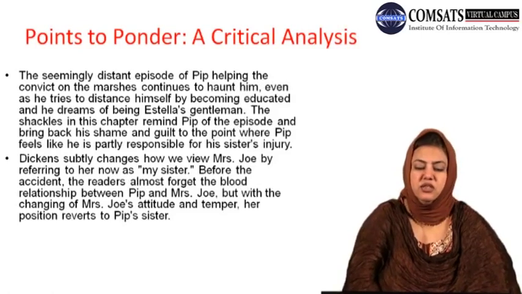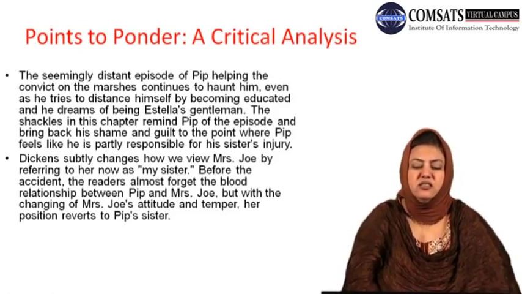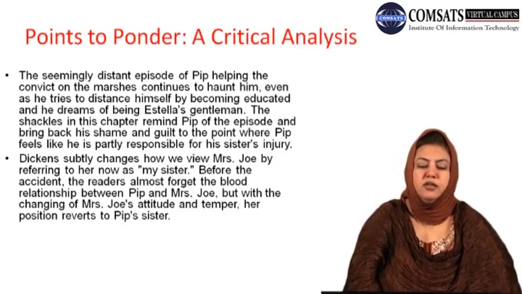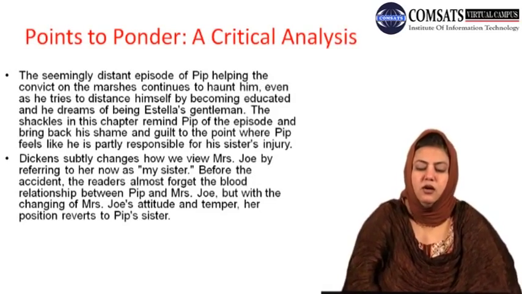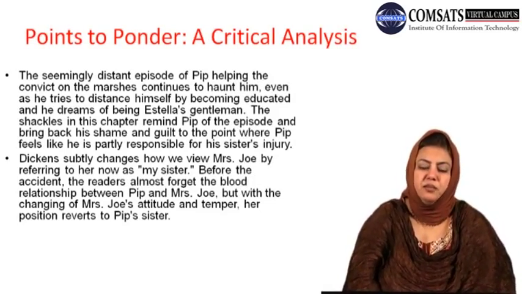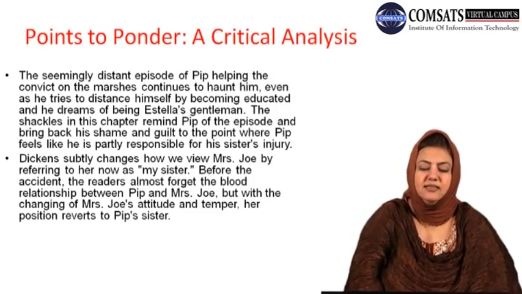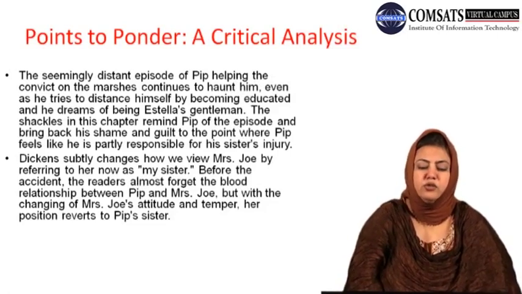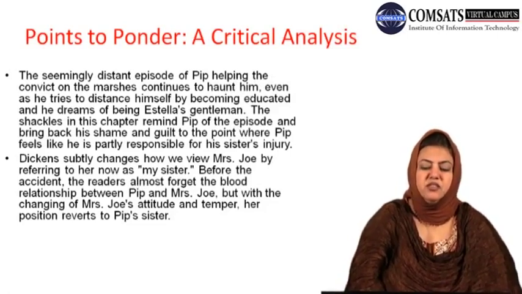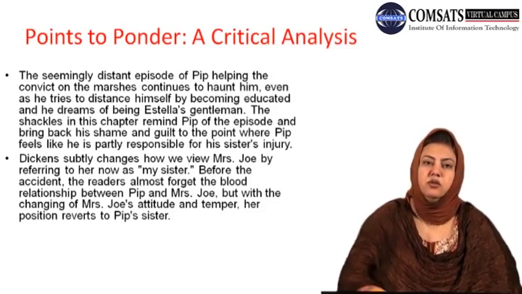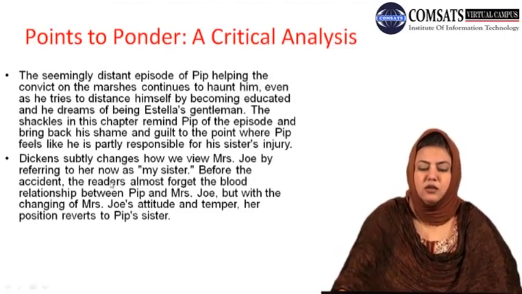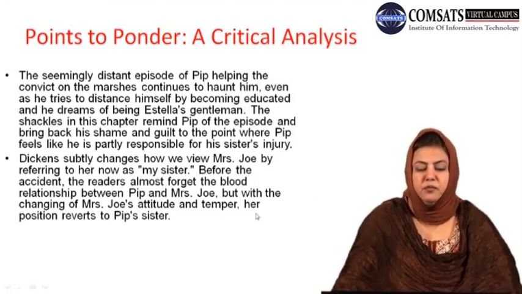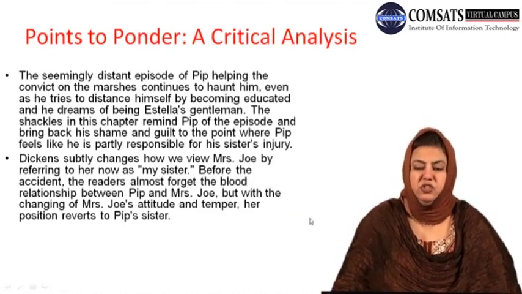that Pip felt like he's partly responsible for his sister's injury. Dickens here subtly changes how we view Mrs. Joe by referring to her now as my sister when the grown-up, mature Pip, who is the narrator of the story, tells this. Before the accident, the readers almost forgot the blood relationship between Pip and Mrs. Joe, but with the changing of Mrs. Joe's attitude and temper, her position reverts to Pip's sister. This is the art of characterization for which Dickens is to be appreciated.